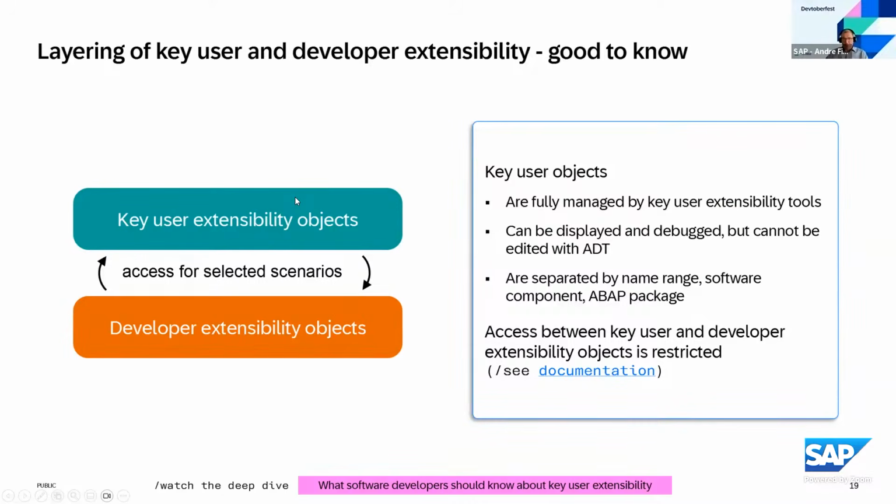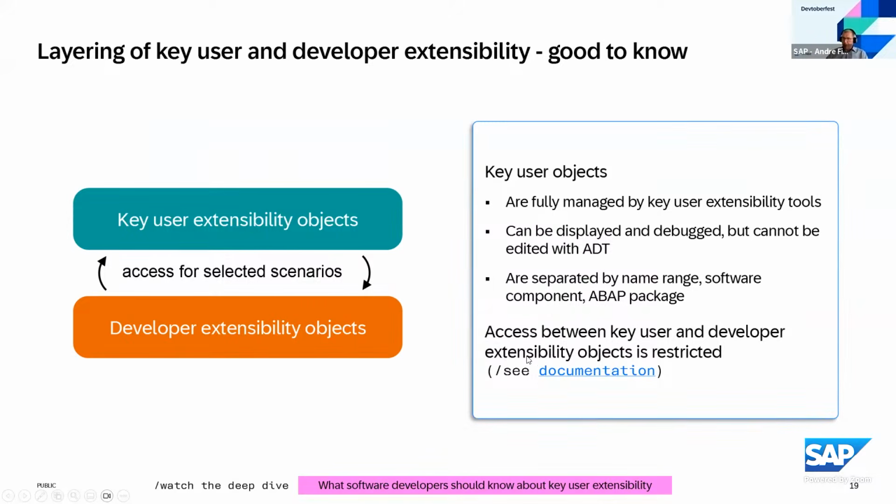What you have to know is that developer extensibility and key user extensibility can both be used. If you add such a field, it can be used in developer extensibility objects, but by default it's not possible to mix these two extensibility options. So it's not, for example, possible to consume a custom BO that has been created by the key user tools in developer extensibility. That's not going to work.